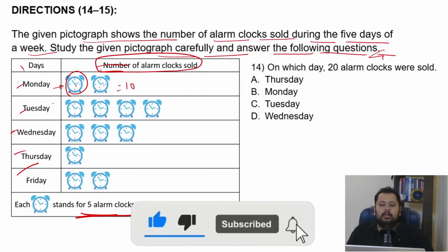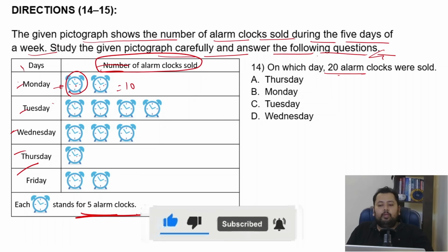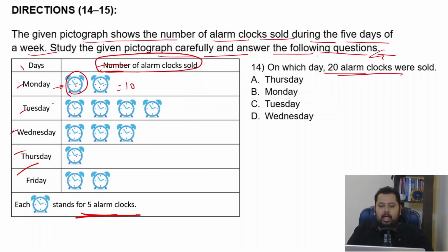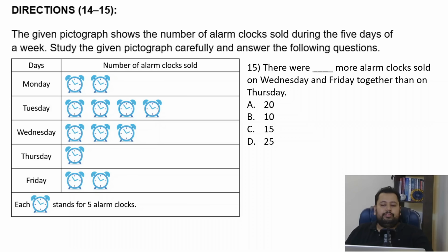Let's do that together. On which day were 20 alarm clocks sold? So you have to find that out. And question number 15 says there were dash more alarm clocks sold on Wednesday and Friday together than on Thursday, right? So first find out the number of alarm clocks sold on Monday, Tuesday, Wednesday, Thursday, and Friday, and then try to answer these two questions, that is 14 and 15, right? Pause the video, solve it yourself, and then look at the solution.